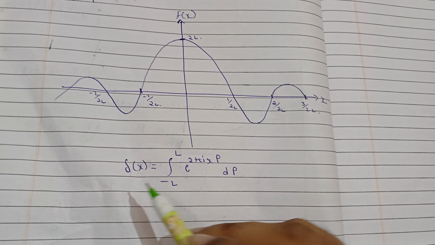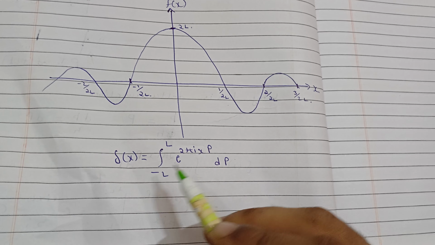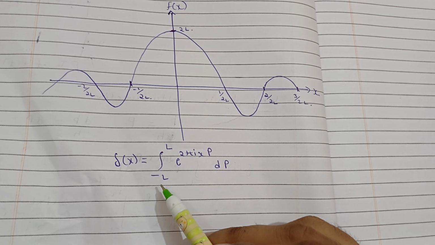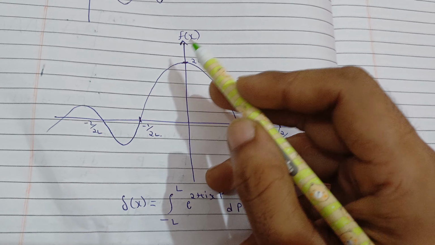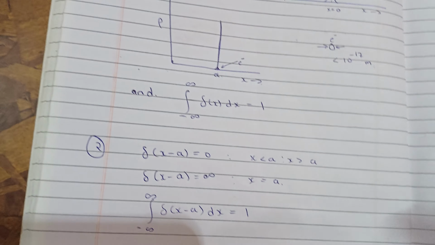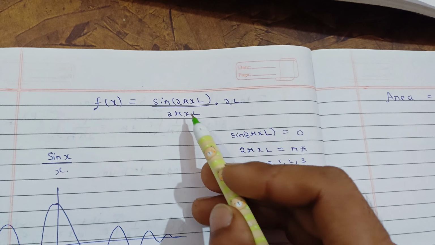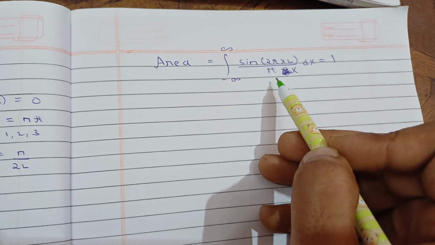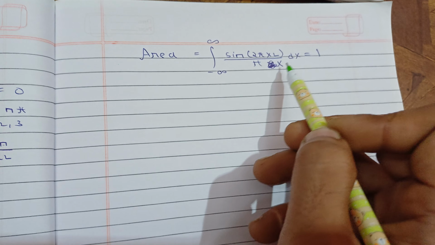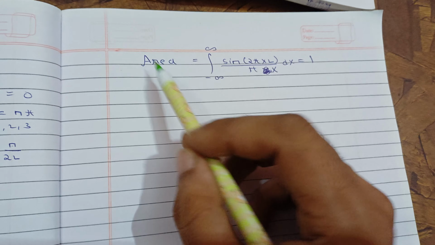So we get this definition: the Dirac delta of x equals the integral from minus L to L of exponential 2 pi iota x p dp. This L should be infinite, meaning the limits are minus infinity to infinity. You can also see that this area should be 1 according to this definition. So this is the same function, and you can take the limits. 2l will cancel out. You take sin(2 pi x l) divided by pi x, dx, then find this area. This will be 1. So try to solve this, otherwise I will give you the solution in the next lecture. Try to prove this result.